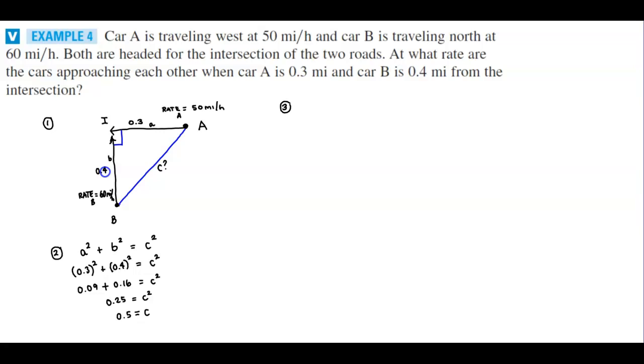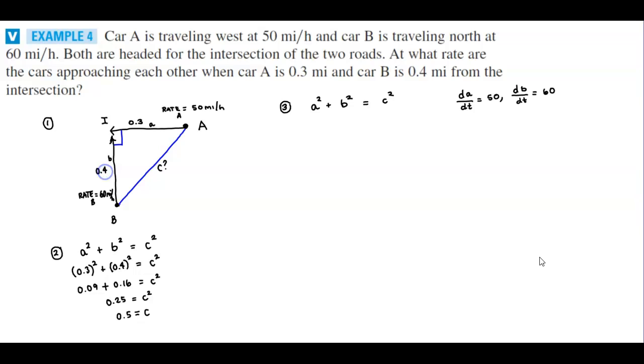Now, again, we want to know at what rate the cars are approaching each other. In order to do that, we're going to use the Pythagorean theorem, a squared plus b squared equals c squared. And what do we know? We know that the derivative of a with respect to t, which is the rate for car A, is 50 miles per hour. We know that the derivative of b with respect to t, that rate, is 60 miles per hour.